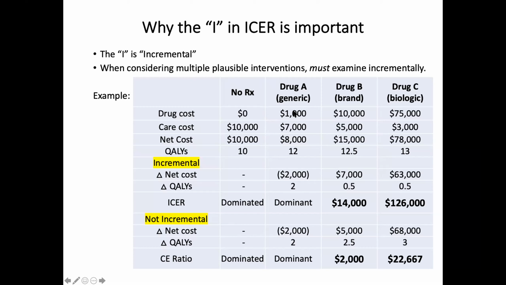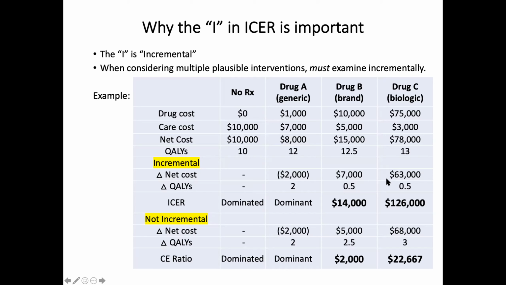So in this assessment, going from no drug to A adds $1,000, but it reduces care costs and you gain quality. So because it reduces overall costs, drug A costs less, gains qualities, it is dominant over no treatment. By comparison, drug B, $10,000, does bring some more health benefits. Here we can see it adds $7,000 to cost overall. It adds half a quality. So that's $14,000 compared with drug A.